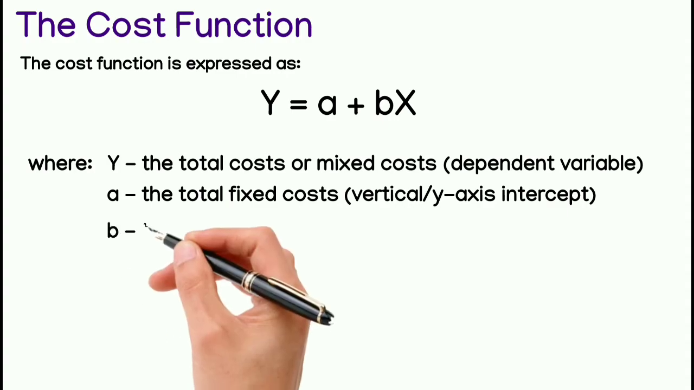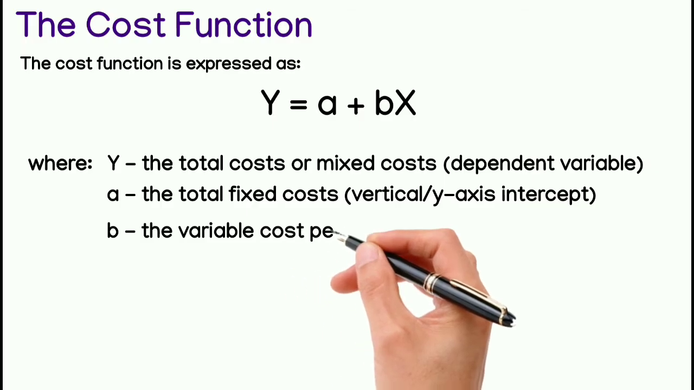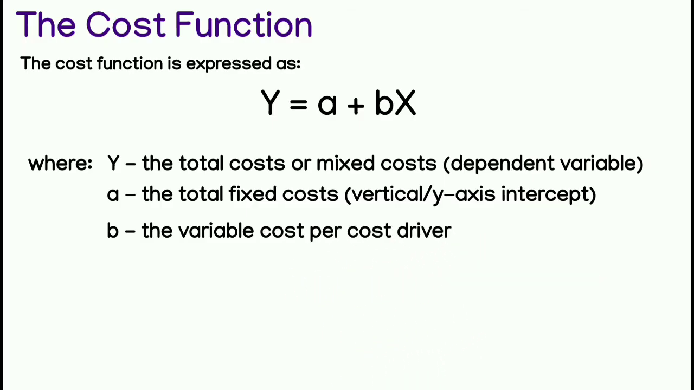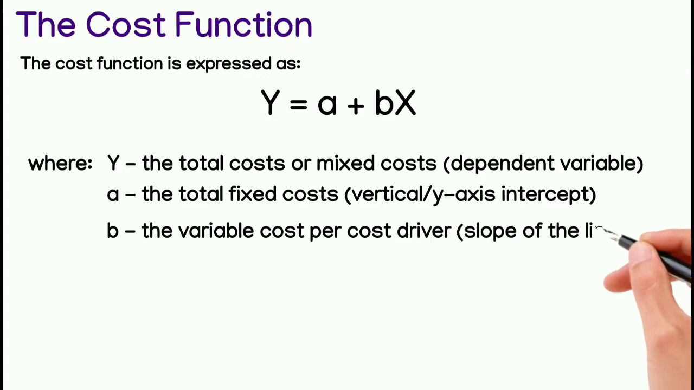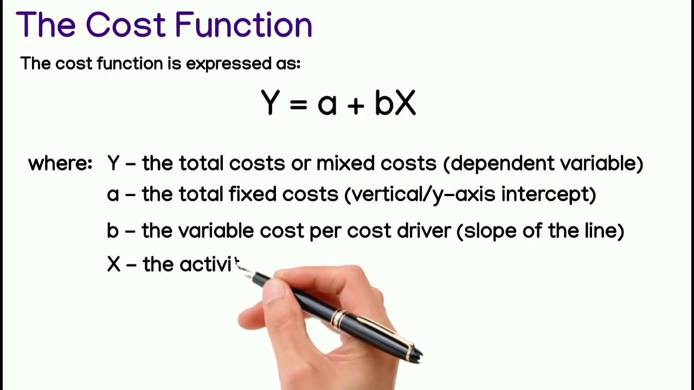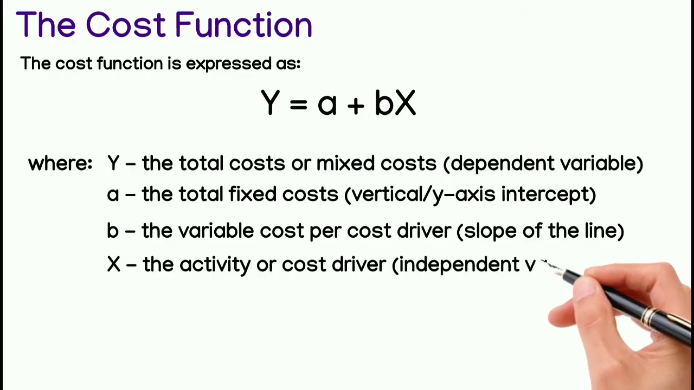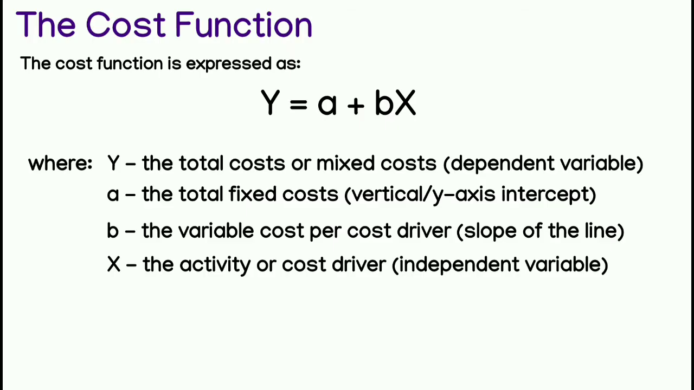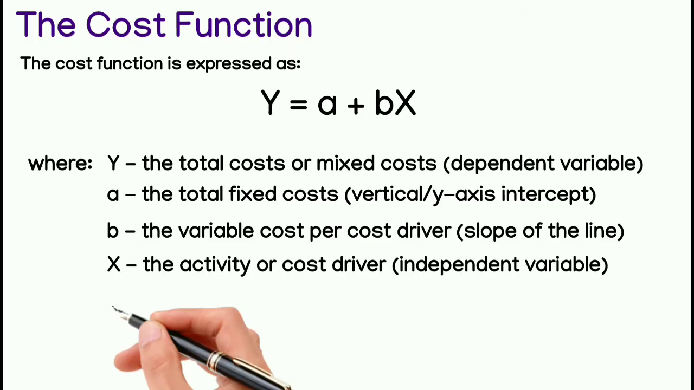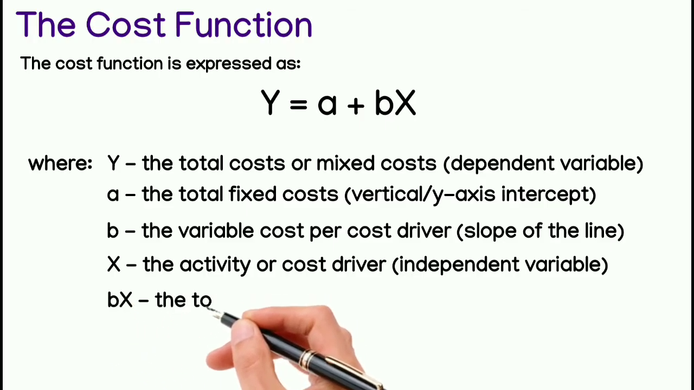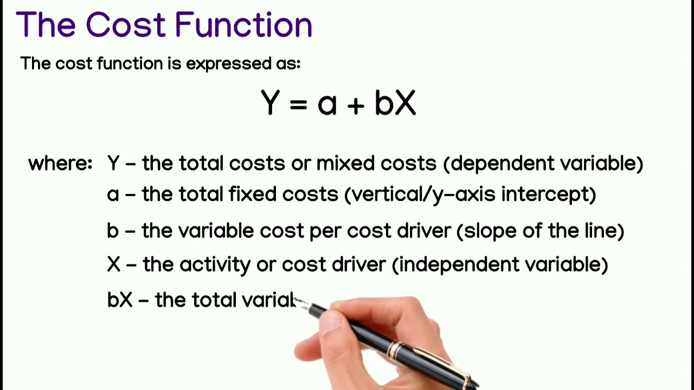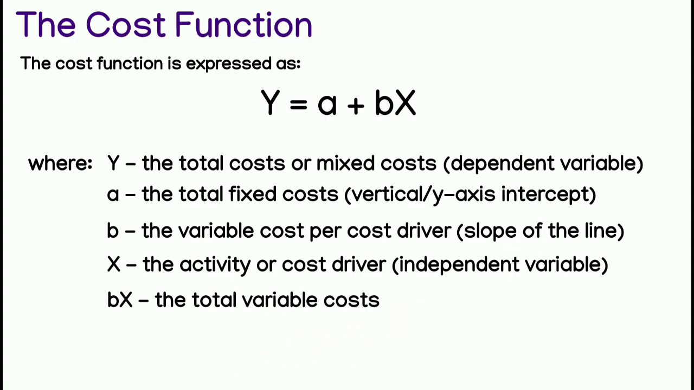In accounting, b is the variable cost per cost driver. In mathematics, b is the slope of the line. In accounting, x is the activity or cost driver. In mathematics, x is the independent variable. And the last one, bx, is collectively called the total variable costs.